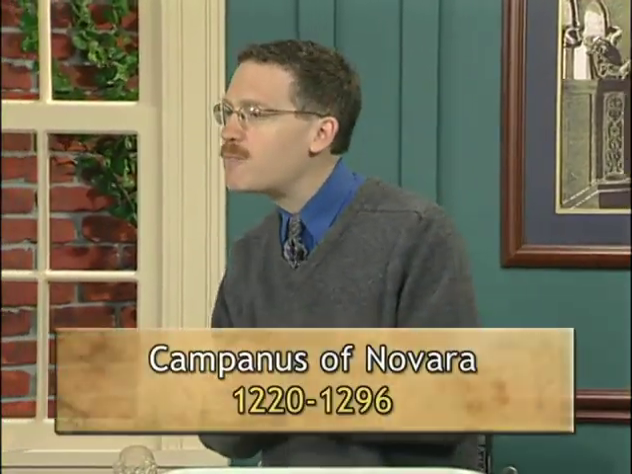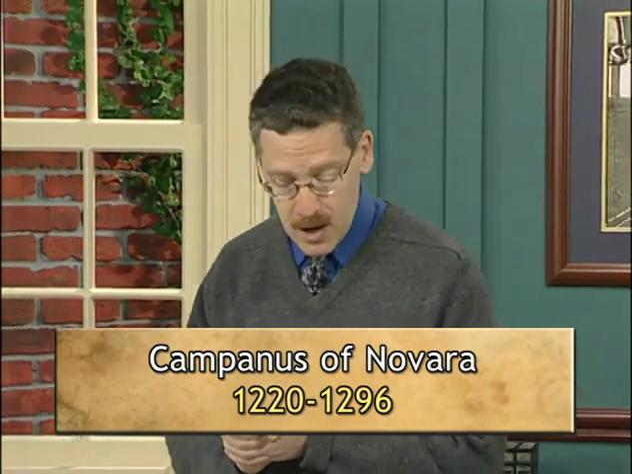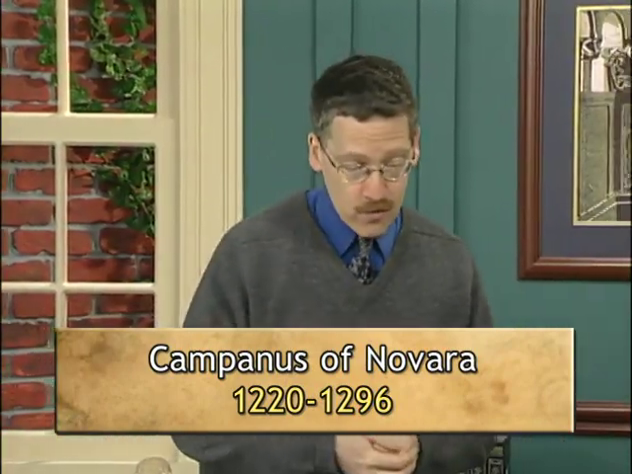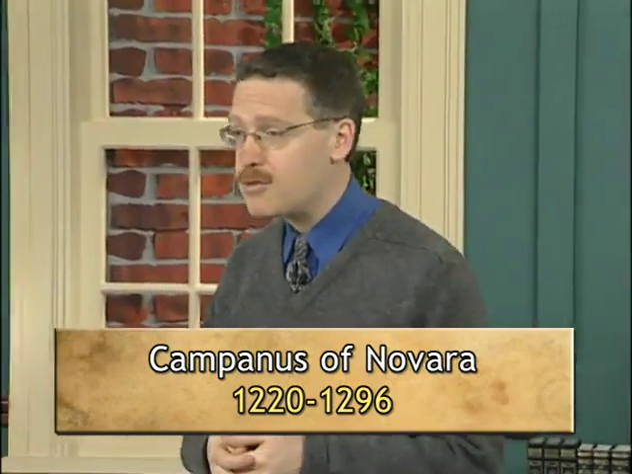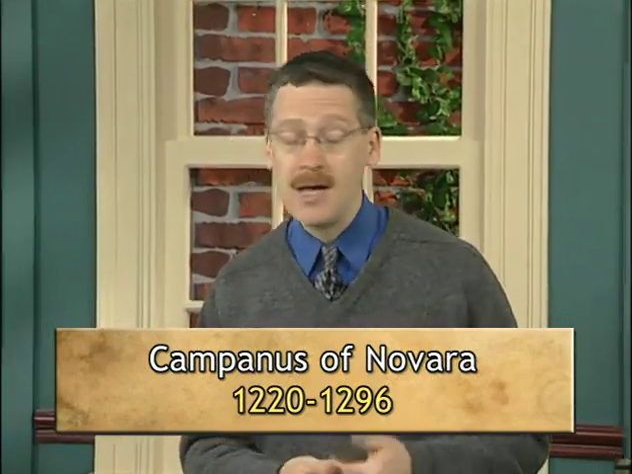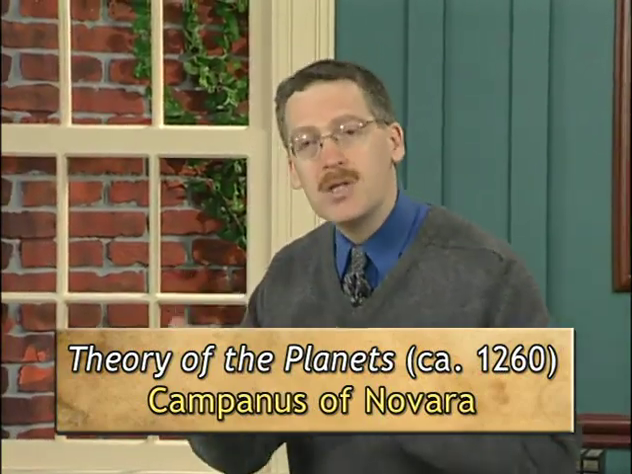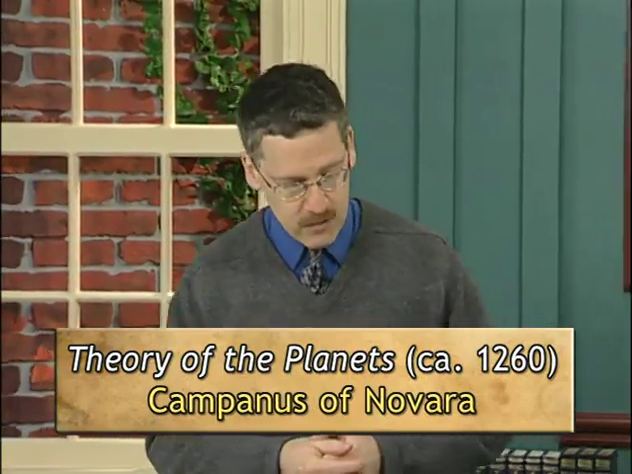Well, attempts like this were in fact made, the most famous by Campanus of Novara, an Italian, although he lived seemingly all over Europe. He was in Arles in the south of France, in Toledo in Spain, in England for a while. In the 1260s, he wrote a work called The Theory of the Planets, in which he attempted to give measurements for the size of the universe.